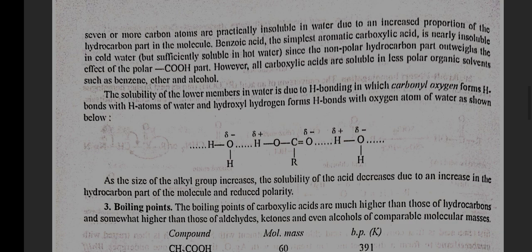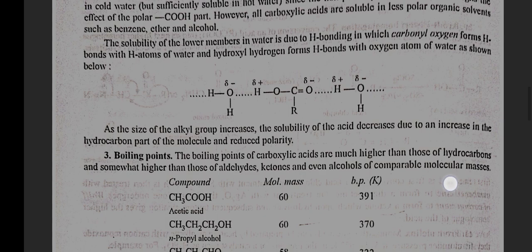However, all carboxylic acids are soluble in less polar organic solvents such as benzene, ether and alcohol. The solubility of the lower members in water is due to hydrogen bonding, in which carbonyl oxygen forms hydrogen bond with the hydrogen atom of water and hydroxyl hydrogen forms hydrogen bond with the oxygen atom of water.